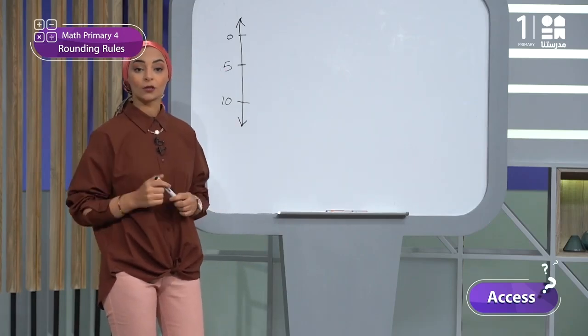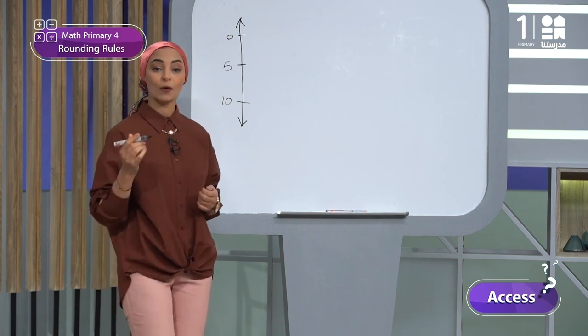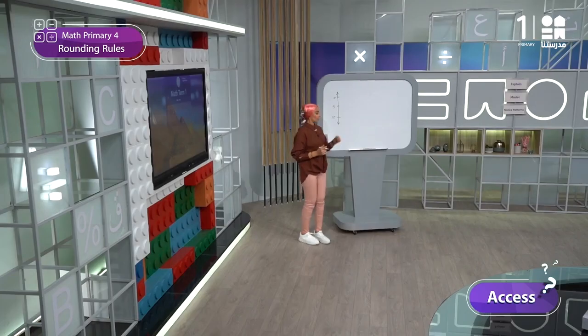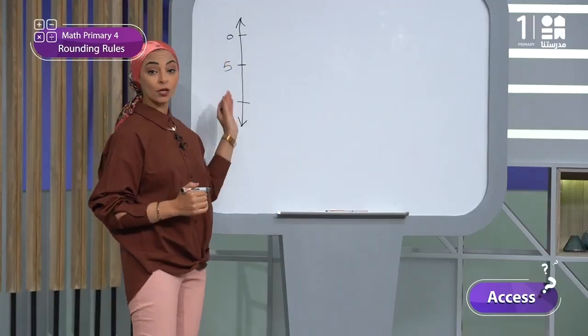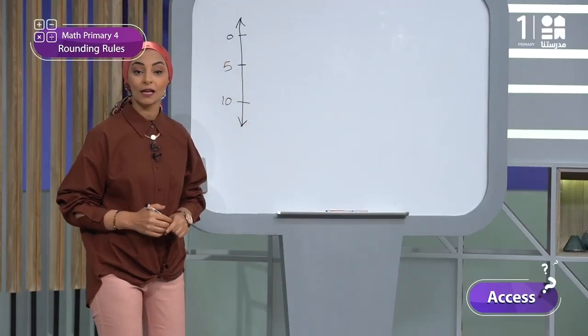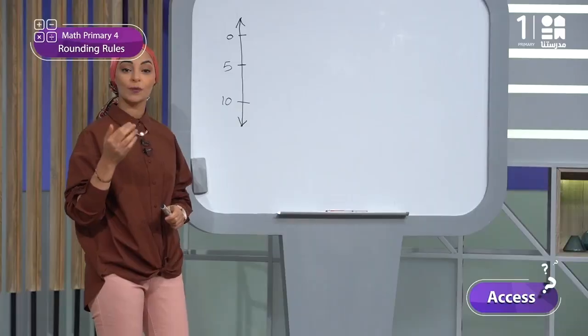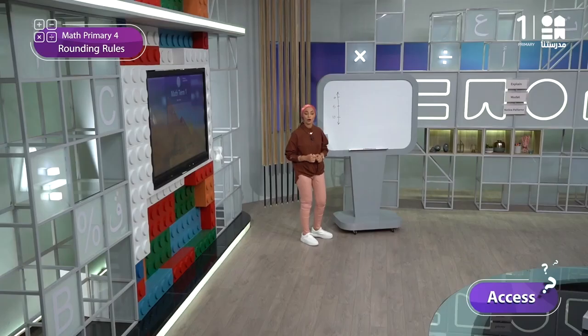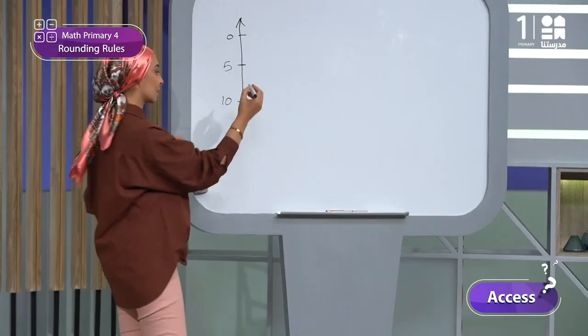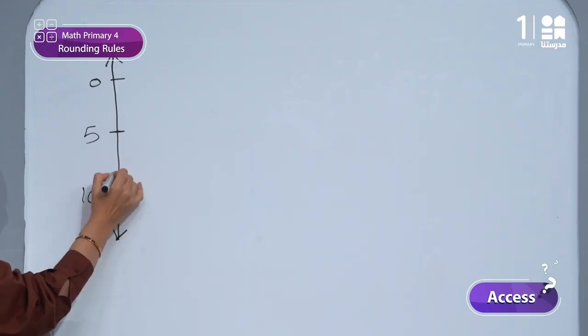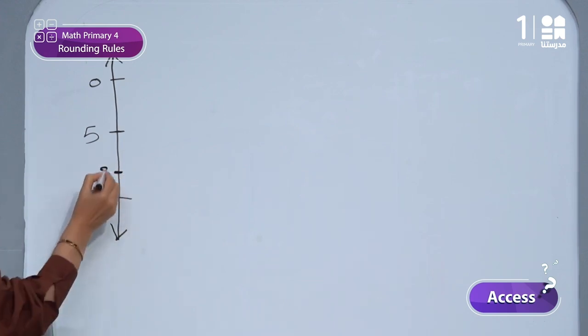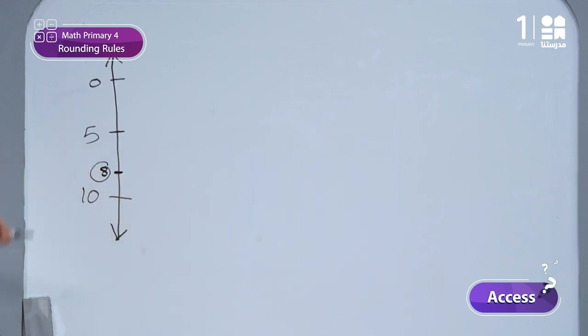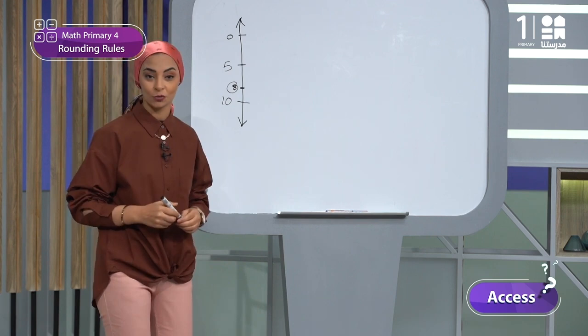On the same line, where would we put 8? Will it be closer to 0 or closer to 10? Who can tell me? Yes, of course, 8 will be closer to 10. Why? Because 8 is after 5: after 5 come 6, 7, 8, so the 8 can be here. So is 8 closer to 10 or 0? Of course, 8 is closer to 10.